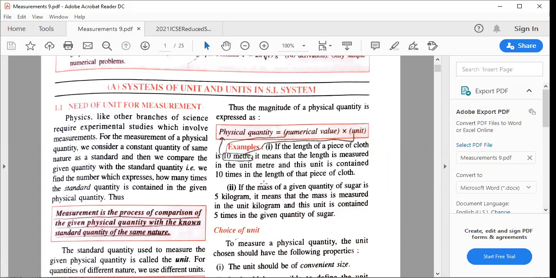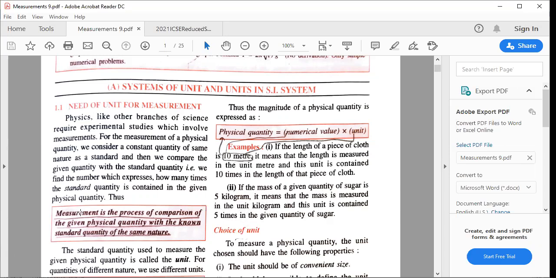Similarly, take the other example. If the mass of a given quantity of sugar, so what is the physical quantity here? Mass. It is 5 kilograms. So what is the standard quantity of mass? Mass is measured in the unit kilogram. And what is this unit saying? It is contained 5 times in the given quantity of sugar. Okay, I hope you understood. The quantity is 5 times the standard quantity.